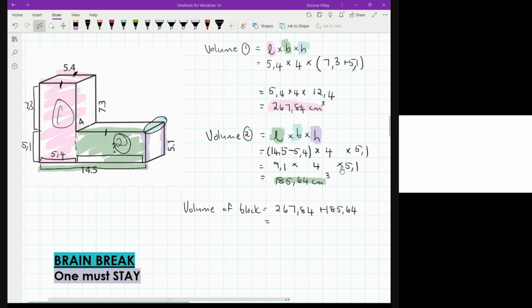Four hundred and fifty-three point forty-eight. 453.48 centimeters cubed. And now we are done. Happy, Shady? Yes, ma'am. Everybody else, are we happy?